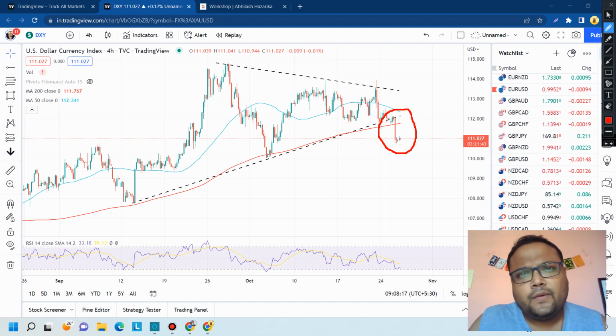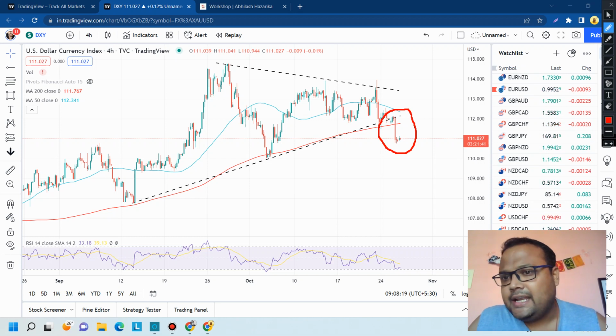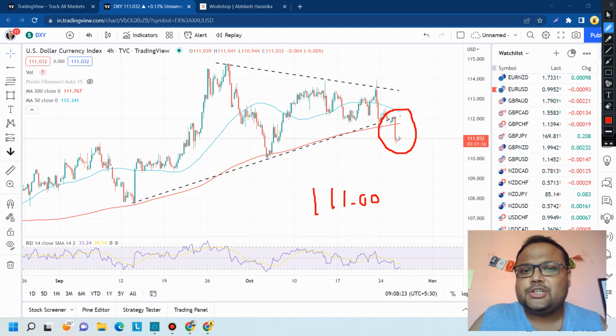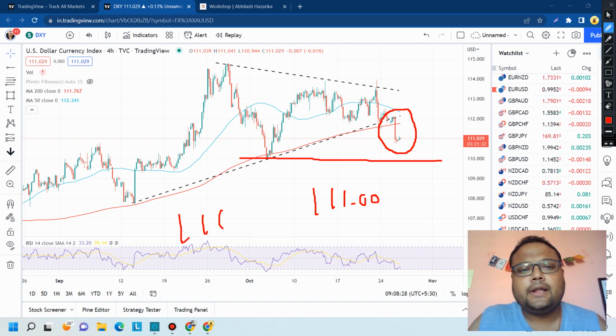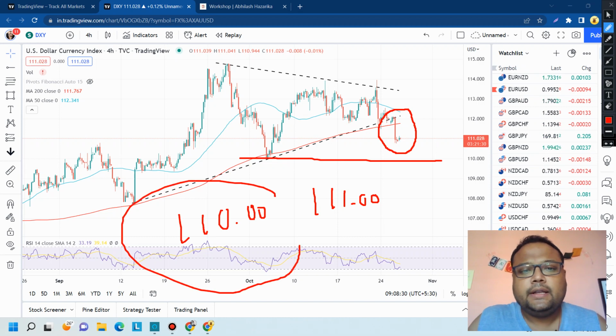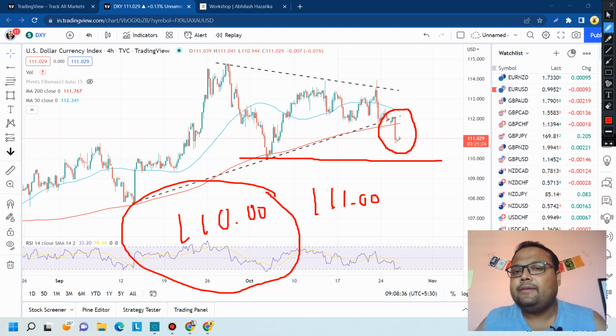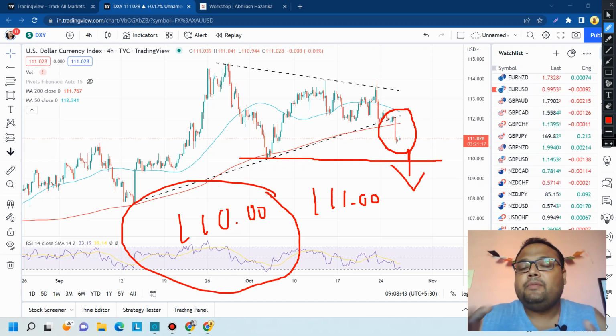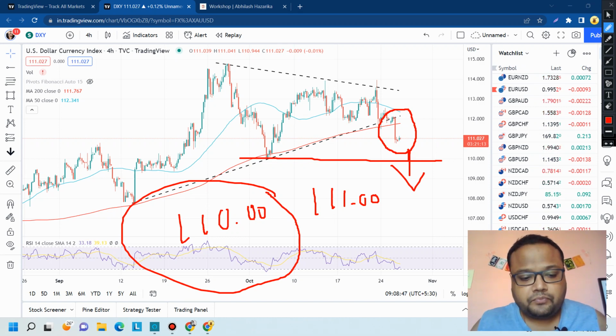Right now, DXY, the US dollar currency index, is standing at 111. If the correction continues, the next important support for DXY will be the 110 level. This will be a very important level. I think DXY will try to take support around the 110.15-110.20 level, because if DXY breaks this level and starts going down, then there will be a change of structure on the US dollar currency index.